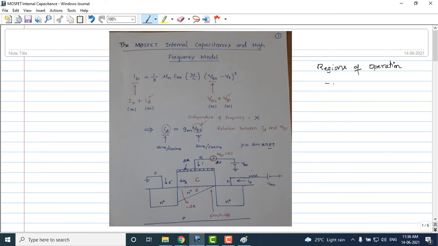Okay, what is the first region of operation, which is cutoff. The second one is going to be triode. Third one is saturation.